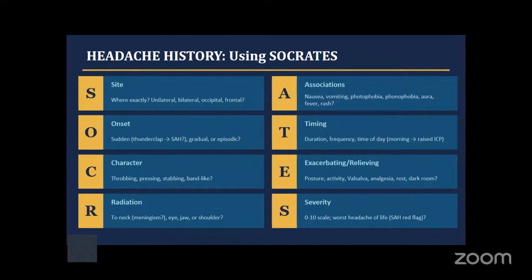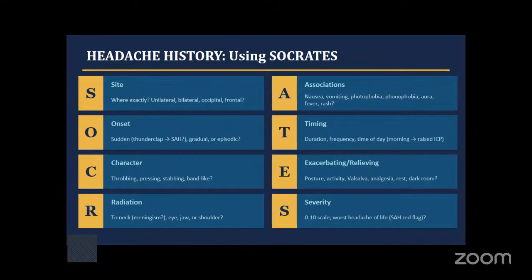The timing. So when does this headache occur? Is it a morning headache when they wake up? Is it a headache that occurs when the patient has been working all day, and they usually present maybe in the evening after coming home? Is it a headache that wakes them up at night? Those are all characterizing different types of headaches.